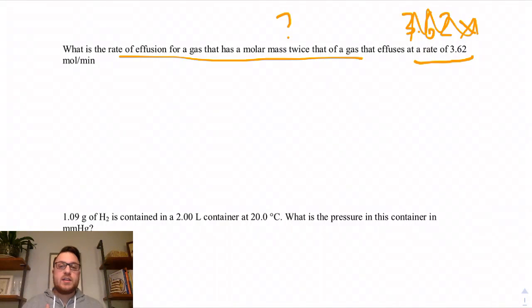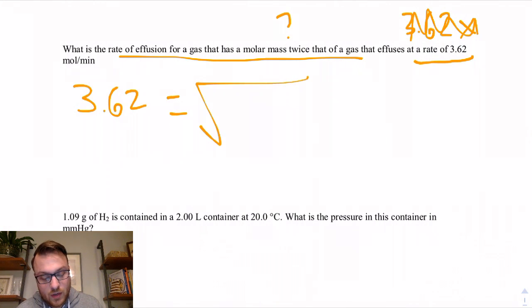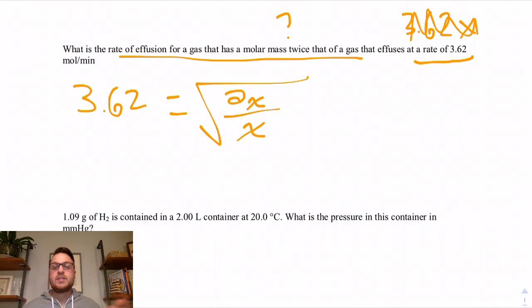But let's take a step back and see how we set this up in class, and we can see how this actually gets to be a bit easier. A lot of us in class set it up as 3.62 equals the square root of 2x over x. And we set x to be the molar mass because we don't know the mass of the lighter gas, and we also don't know the mass of the heavier gas, but we know that it's twice as much as the lighter gas. And what you'll notice here is that those x's just cancel out.